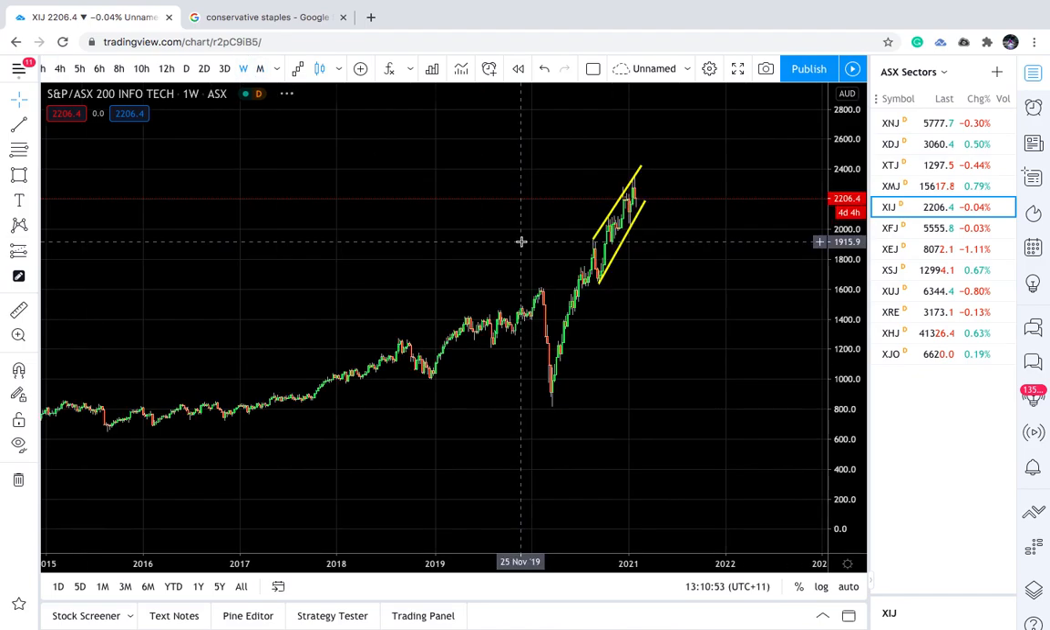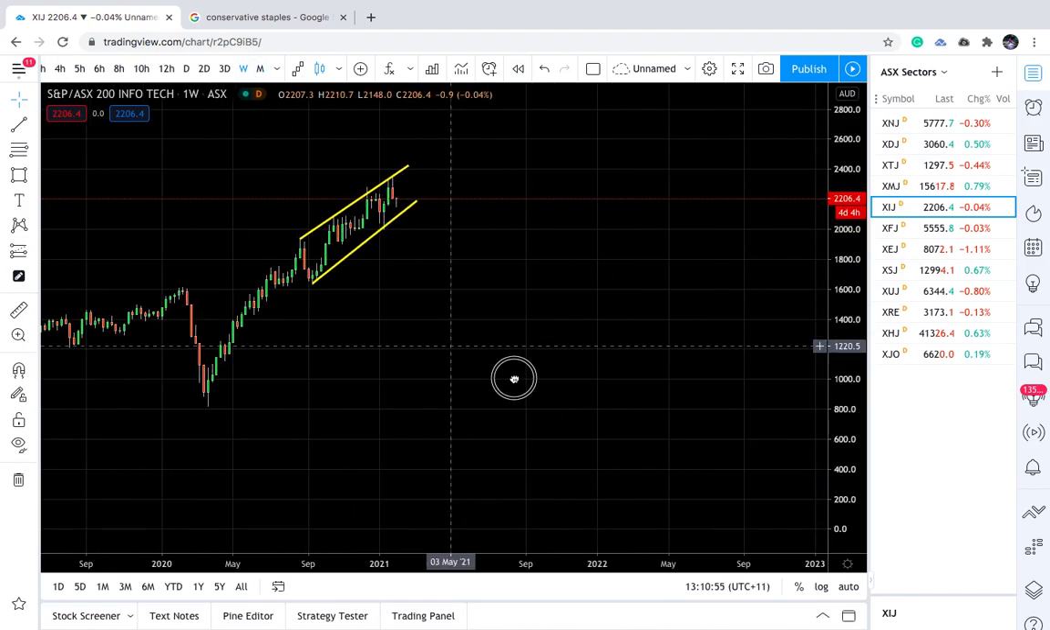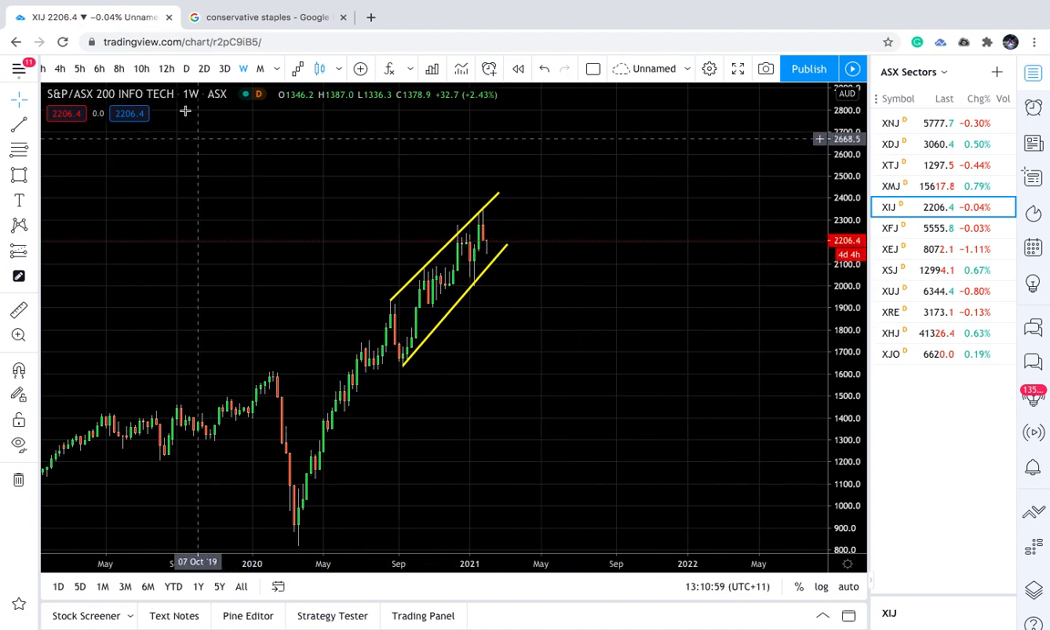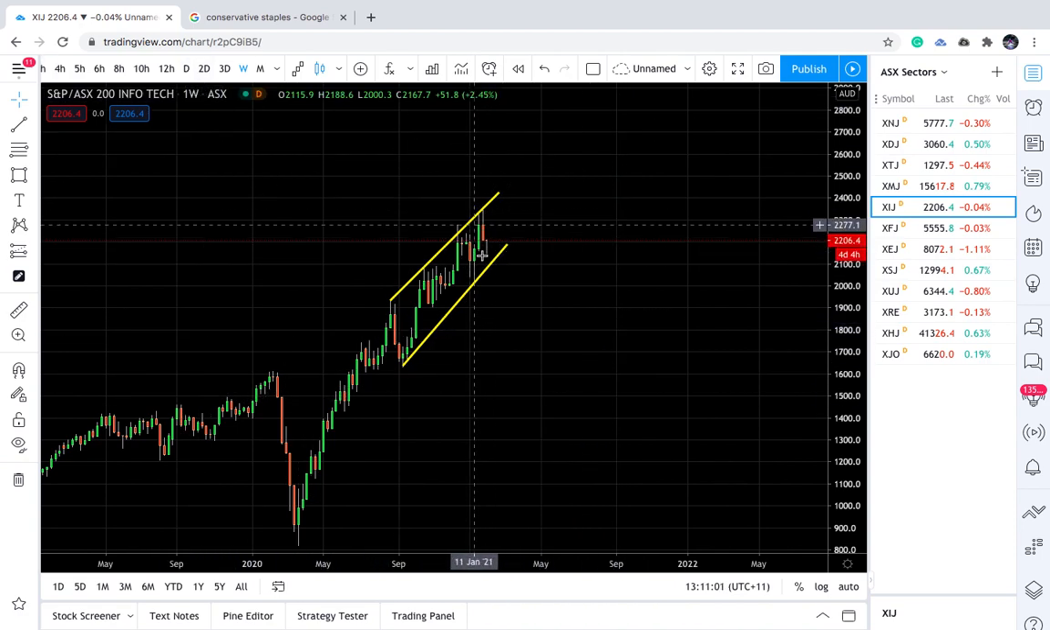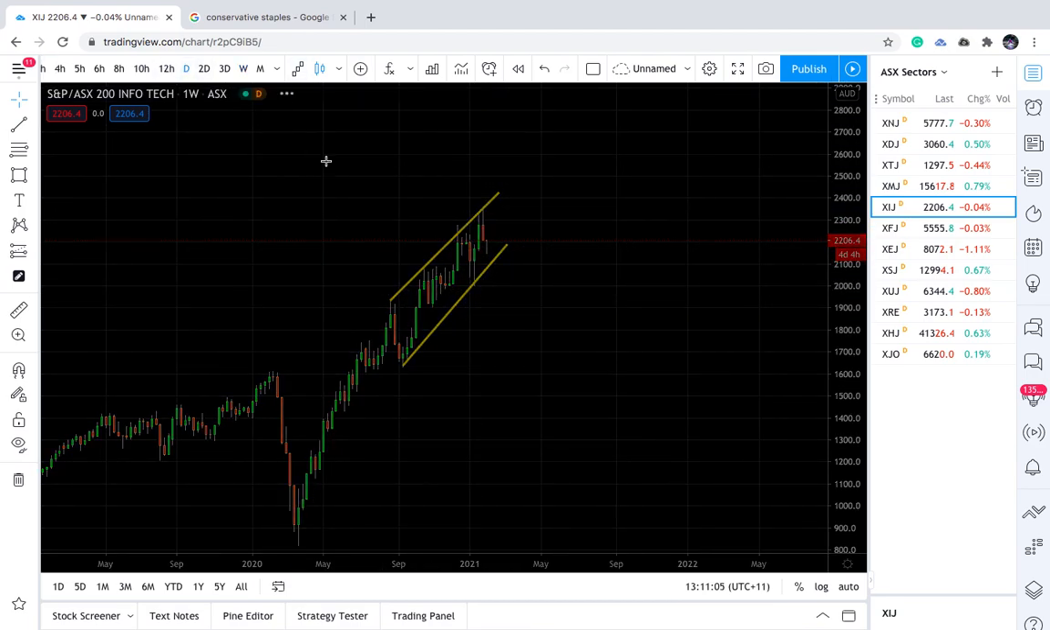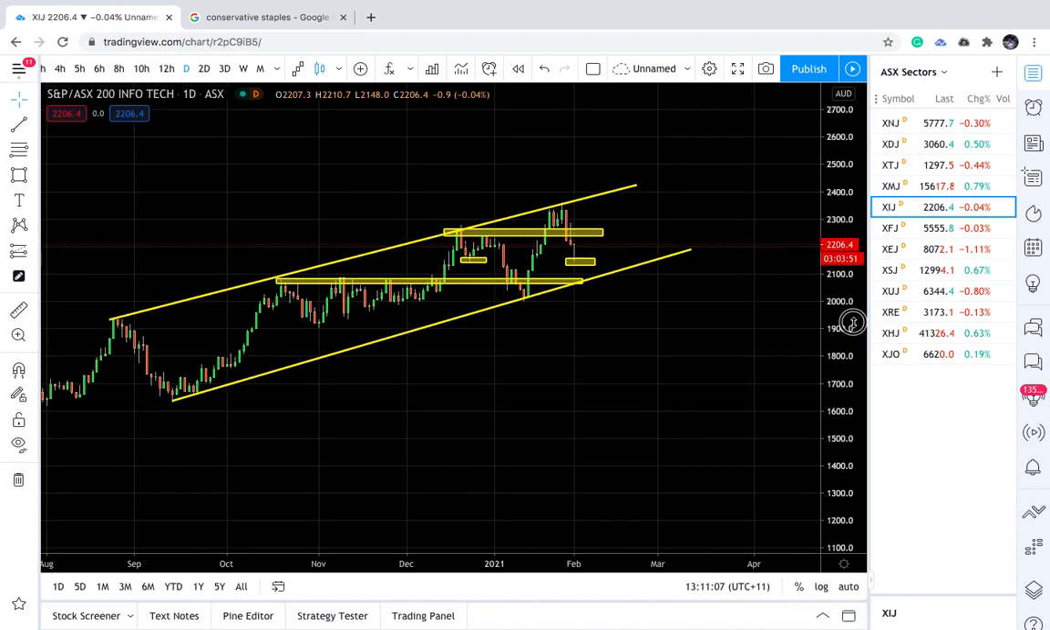We go to the weekly time frame. It's an upward channel. There is no real correction in the weekly time frame. Price is pretty much hovering between the two boundaries of the channel. If we look at the daily time frame, now here we have something.